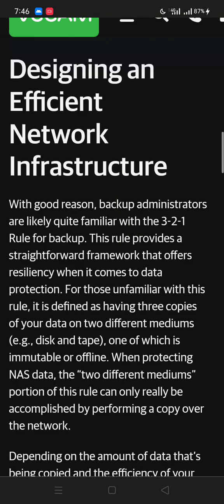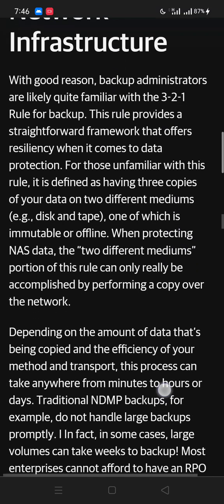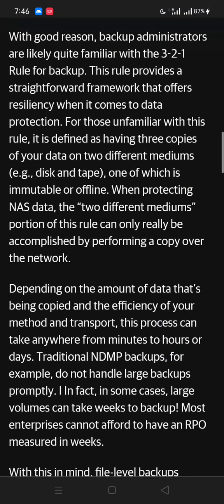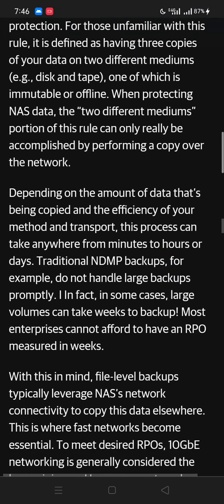When protecting NAS data, the two different mediums portion of this rule can only really be accomplished by performing a copy over the network. Depending on the amount of data that's being copied and the efficiency of your method and transport, this process can take anywhere from minutes to hours or days.